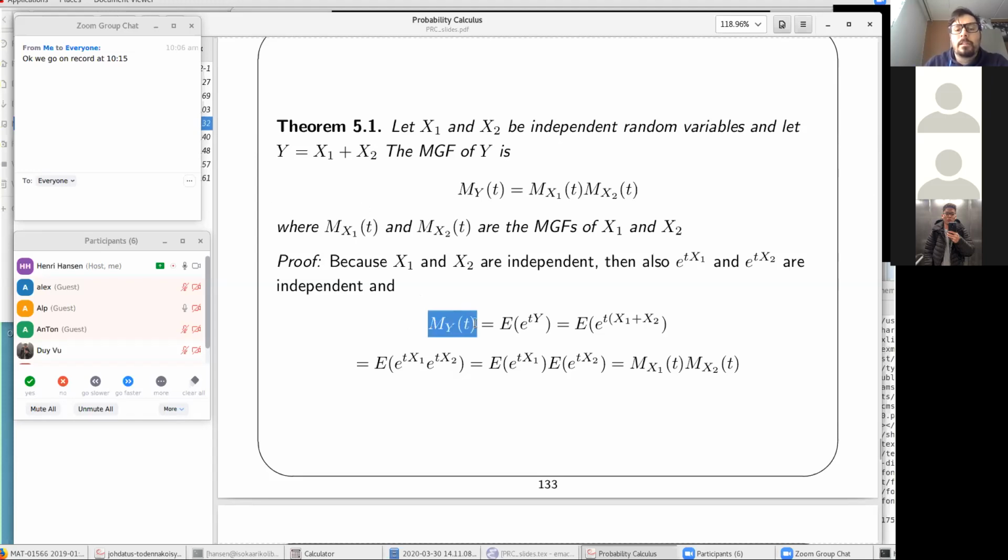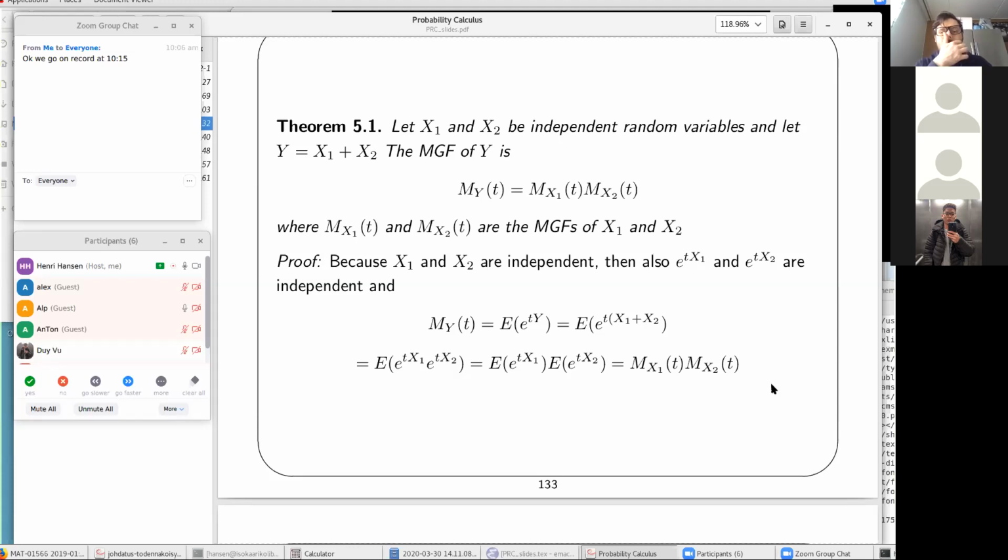If we take the moment generating function of y, it's the expected value of e to the t y, which is e to the t times (x1 plus x2). Well, there's a missing parenthesis. I'm not going to fix that now. This is e to the t x1 times e to the t x2. Now, this is the expected value. And here, x1 and x2 are independent, so any functions of x1 and x2 are independent too. So the expected value of the product is the product of the expected values, but these expected values respectively are the moment generating functions of x1 and x2.